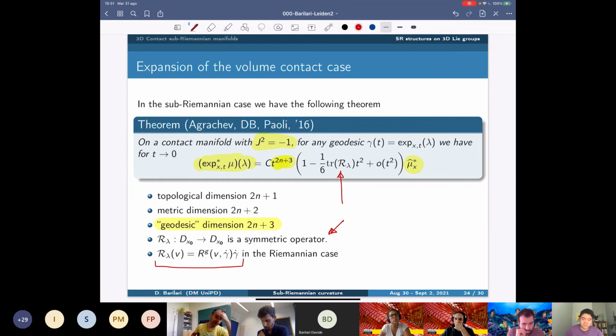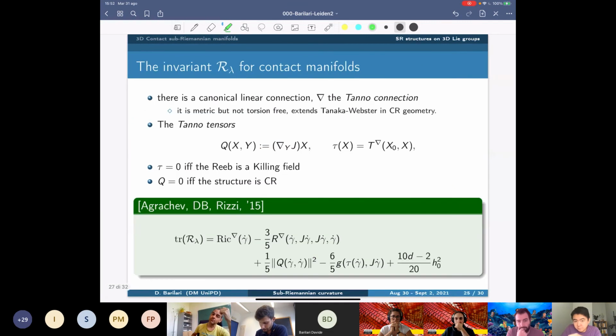So this here is just what you get in the Riemannian case. You plug twice the direction of the geodesic, and you get back an operator, which of course in this case is defined and takes value on the full tangent plane. So this is an operator which is well defined, and here we have the trace of this operator. And in contact manifolds, one can compute this quantity and see what happens in this case.